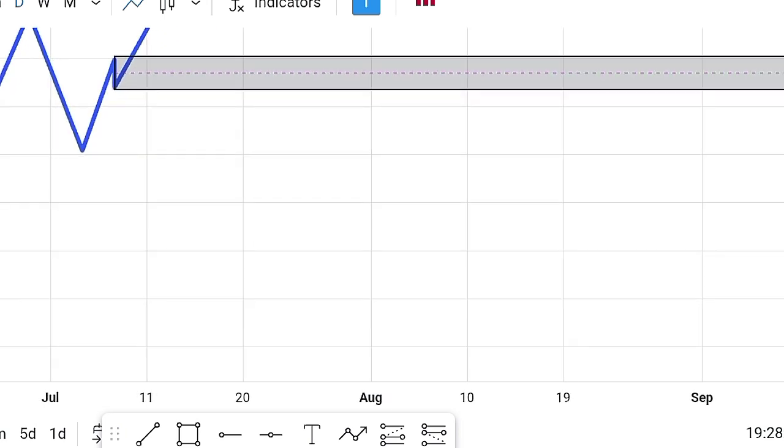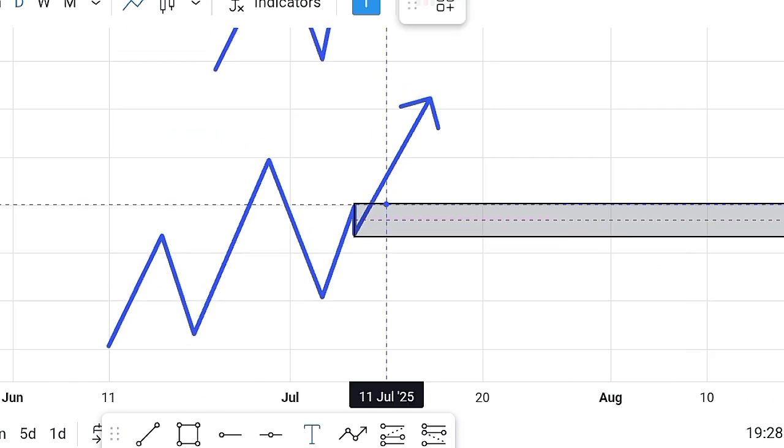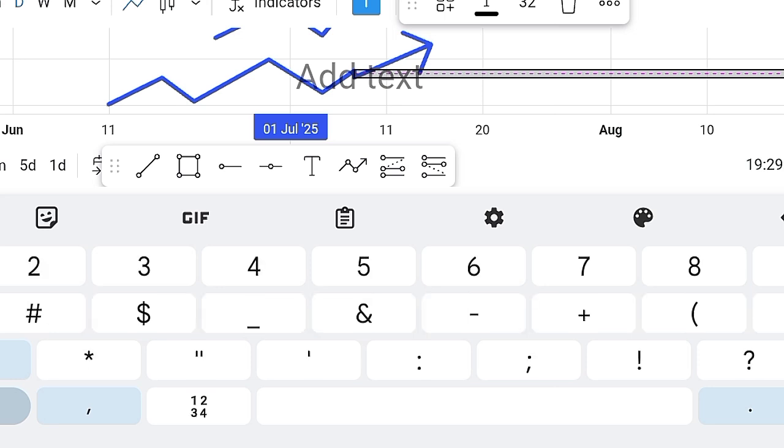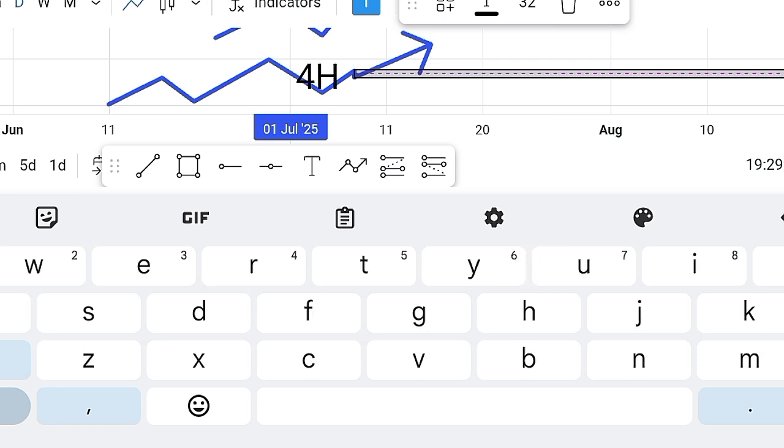So this is the 4-hour time frame. I hope you understand this. This is a very good strategy. Trade good. So this is the 4-hour time frame.